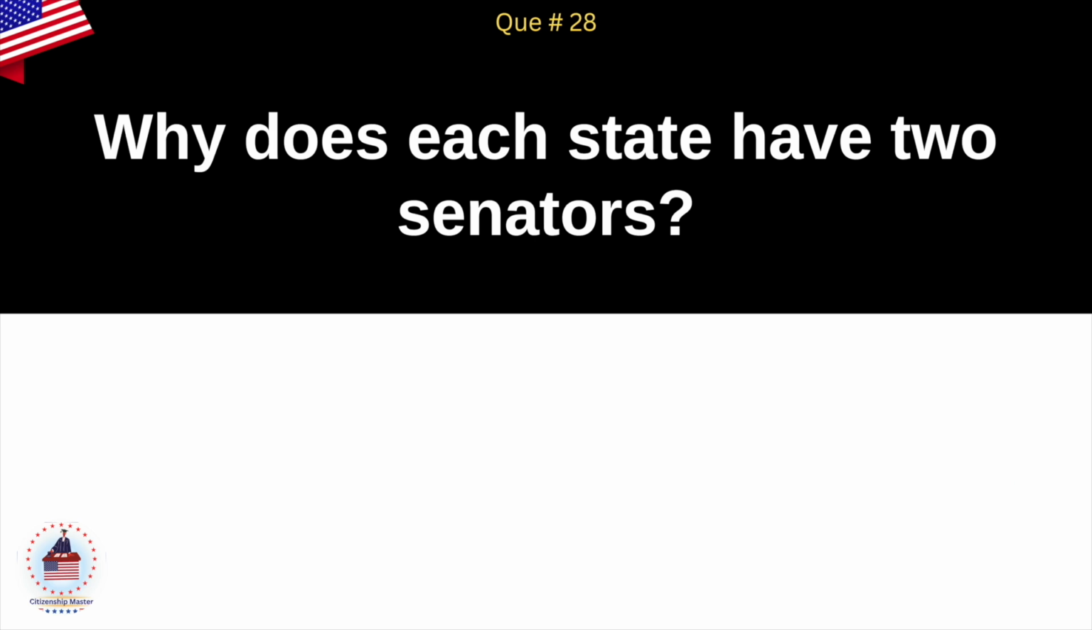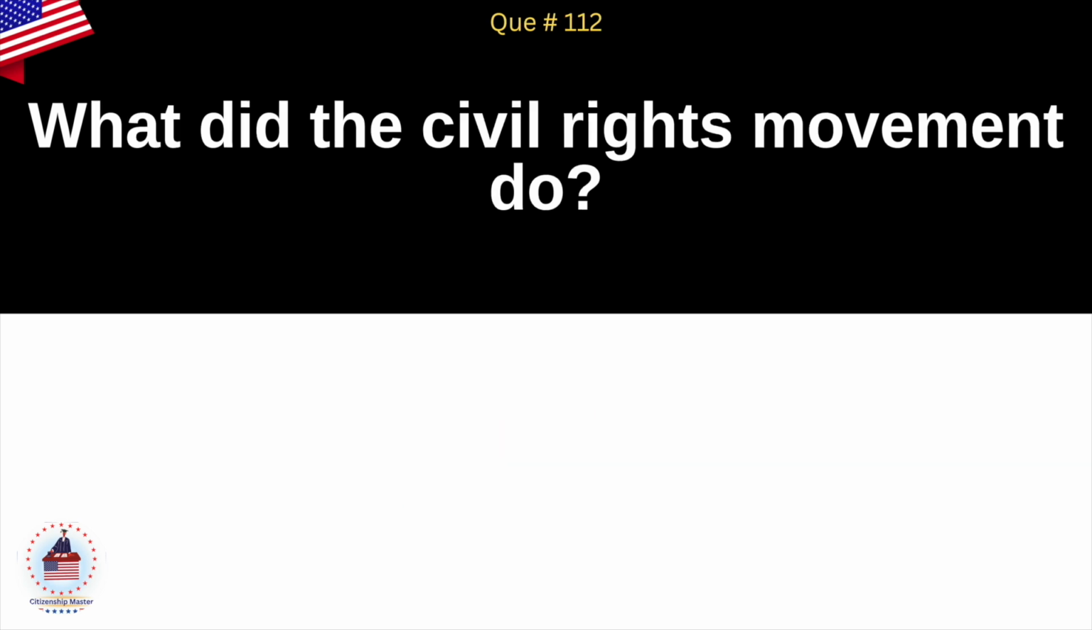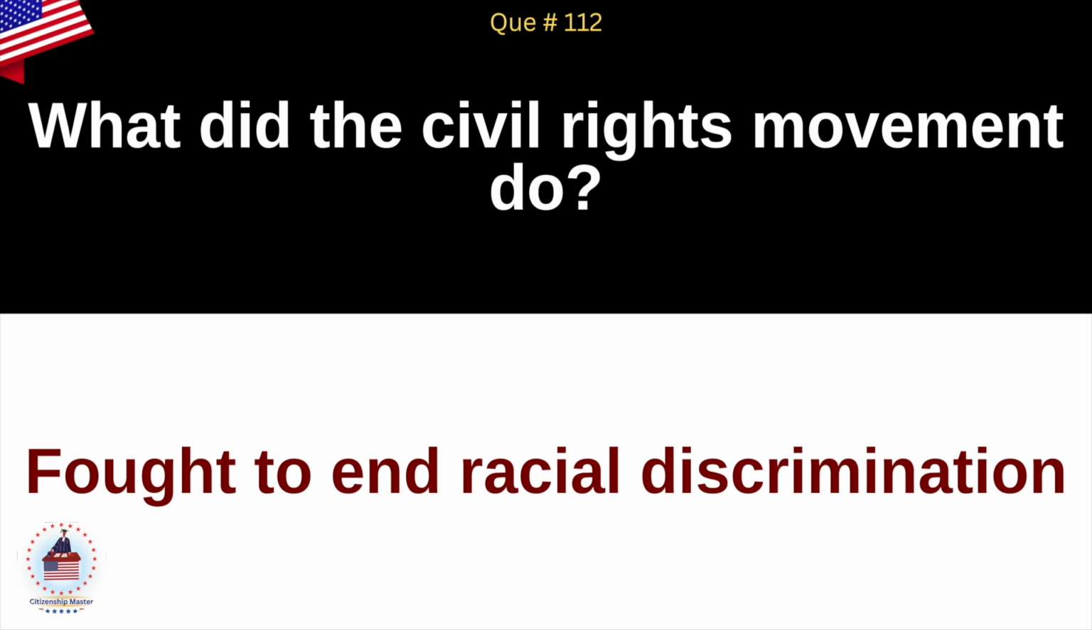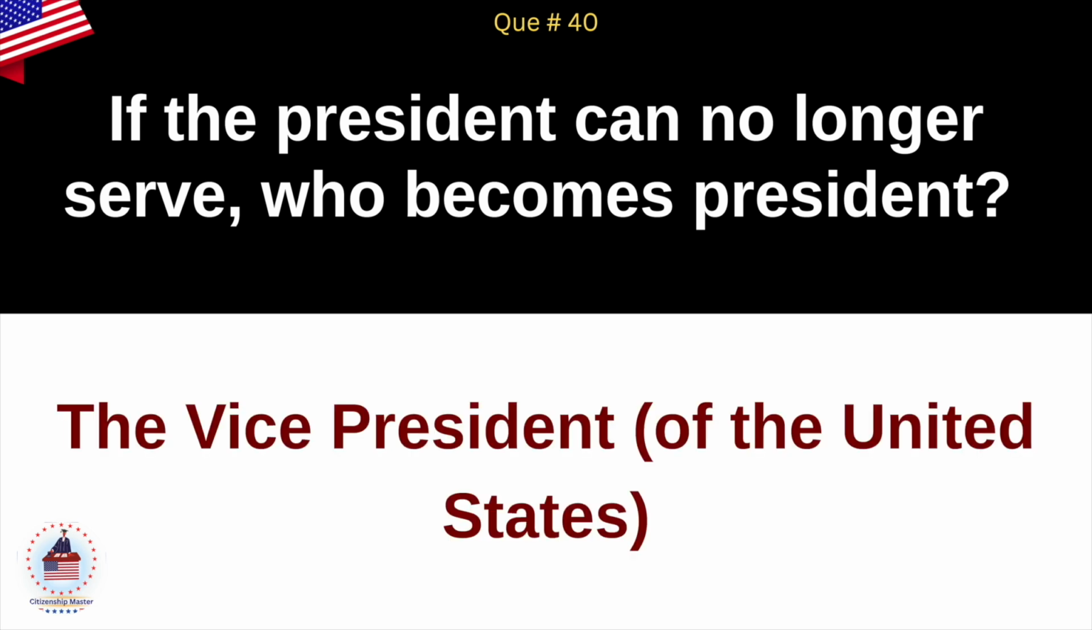Why does each state have 2 senators? Equal representation for small states. What did the Civil Rights Movement do? Fought to end racial discrimination. If the president can no longer serve, who becomes president? The Vice President of the United States.